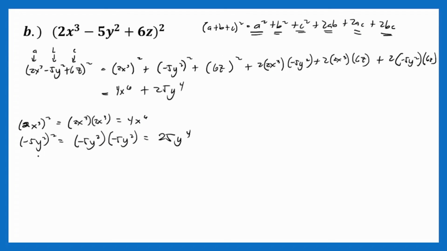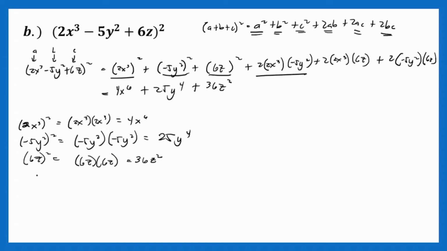Next, ito naman. 6z squared. Magiging ganito yan. So, 6z times 6z. 6 times 6 is 36. z times z, z squared. So, pa-plus lang yung exponent nun. Plus 36z squared. So, we're done with the first three terms.